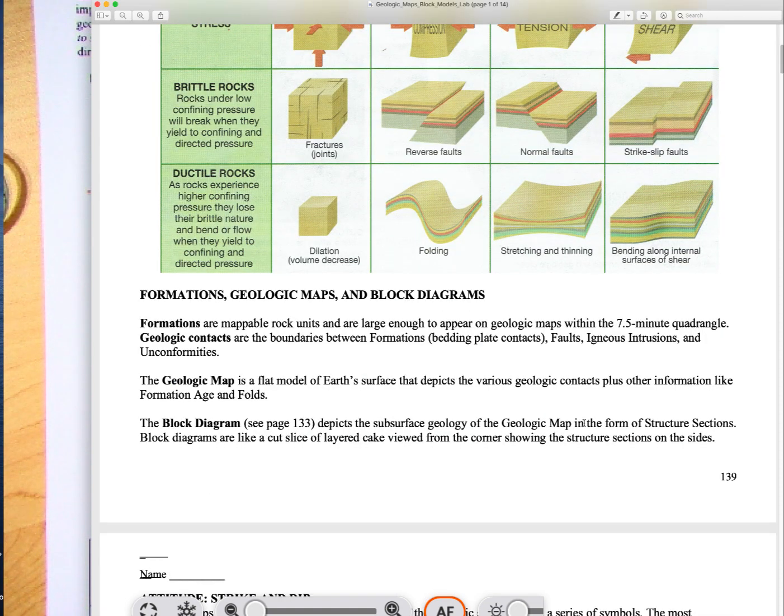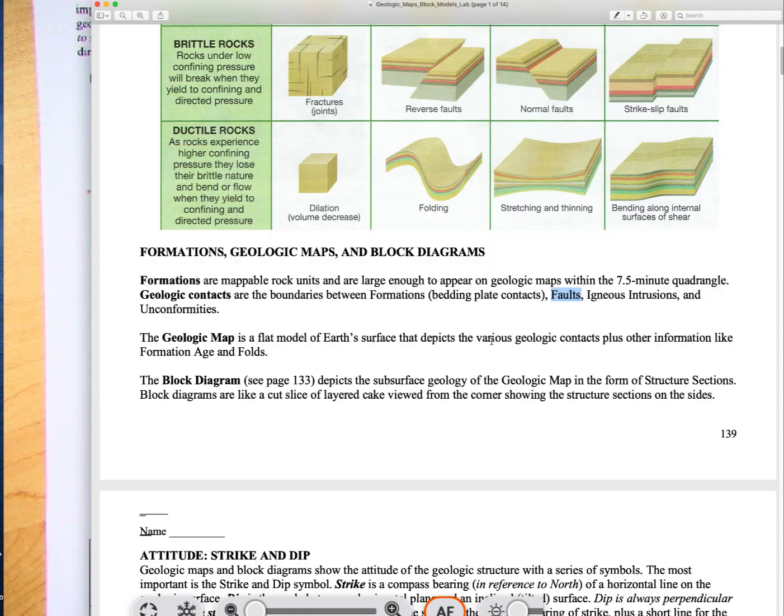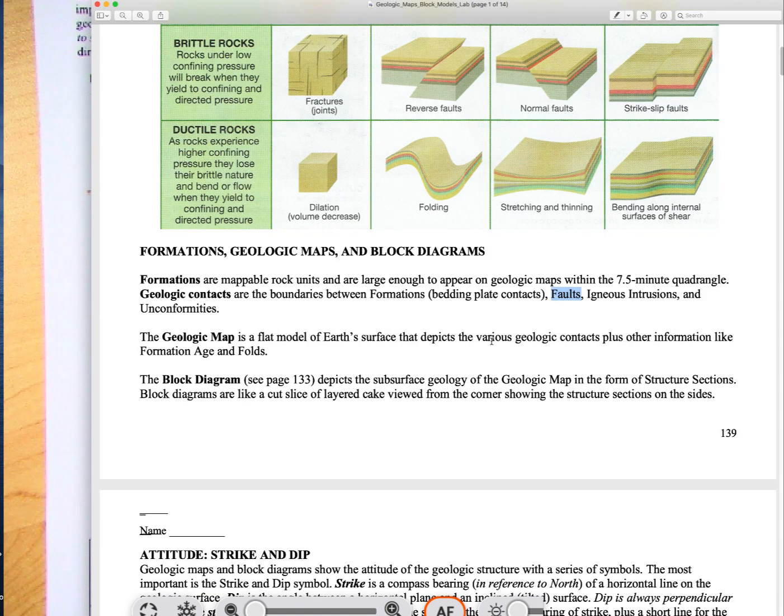Some important features on geologic maps: the formation. A formation is a unit that you can map at the scale of a 7.5 minute quadrangle, so it would show up on this map. It has to be large enough to be depicted on one of these maps. And then the formations are going to be separated by geologic contacts. The geologic contacts are either bedding plane contacts, it could be a fault contact, igneous intrusion contacts, or even unconformities.